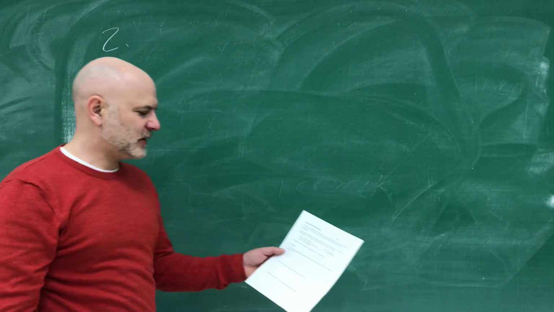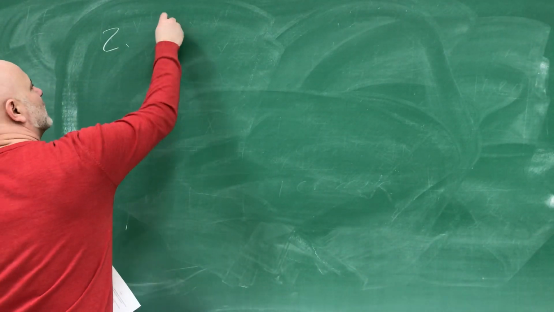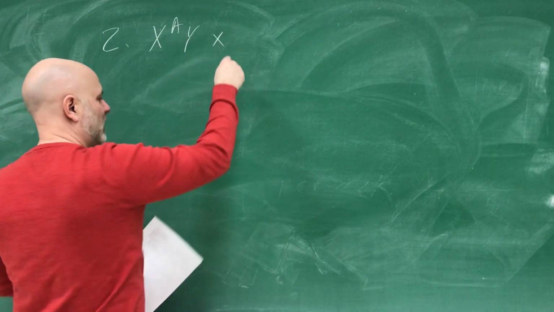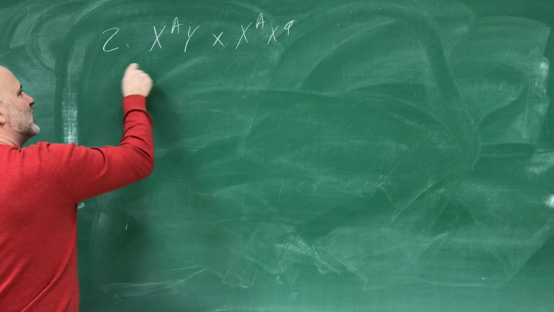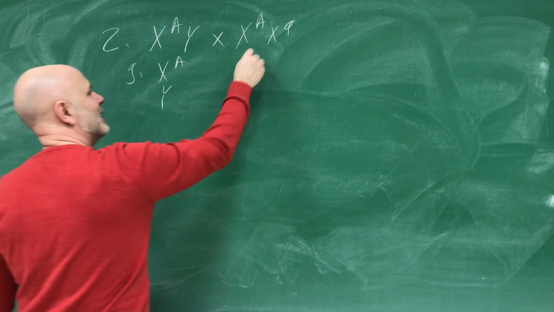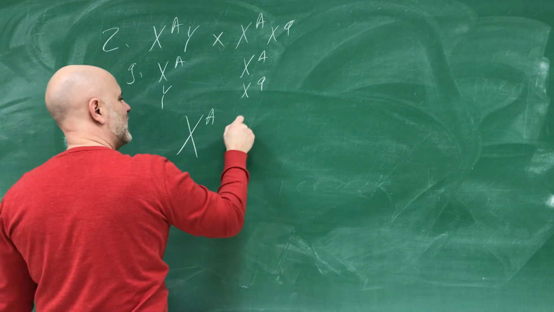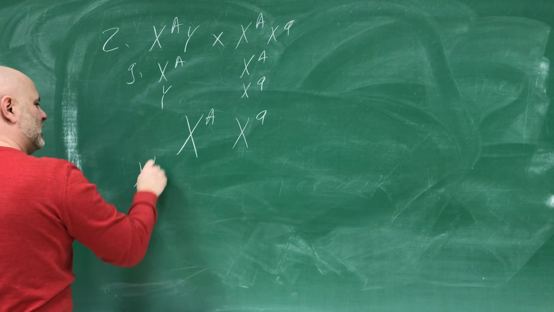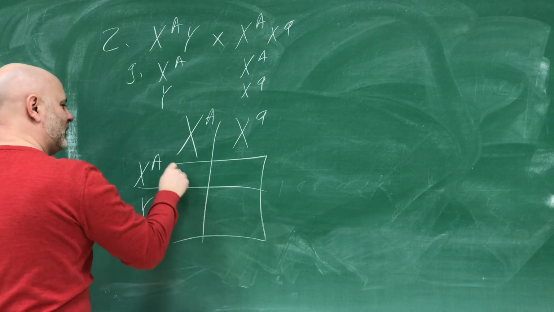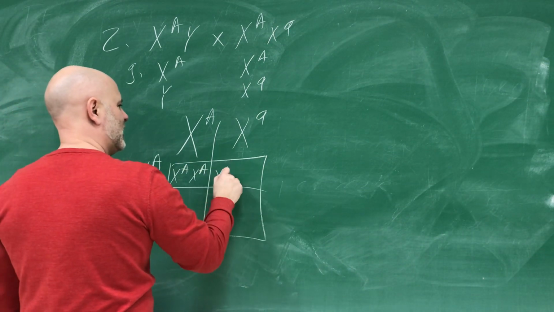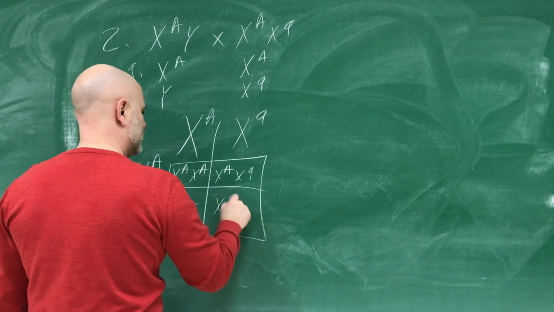Number 2 says, predict the offspring from a normal father and a carrier mother. So the normal father is X big A Y, and the carrier mother is X big A X little a. So gametes, X big A Y, X big A X little a. We put this into a Punnett square: X big A X big A, X big A X little a, X big A Y, X little a Y.